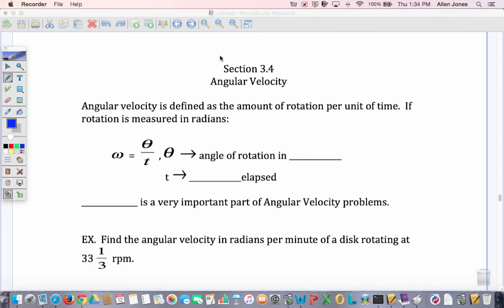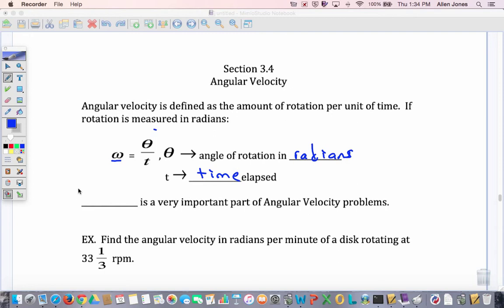At angular velocity and linear speed, two more equations that use the angle, or theta here, as an angle in radians rather than degrees. Starting off, angular velocity is defined as the amount of rotation per unit time. If rotation is measured in radians, then omega, this Greek letter omega, represents our angular velocity equals theta over t, where theta is our angular rotation in radians and t is our time that has elapsed.